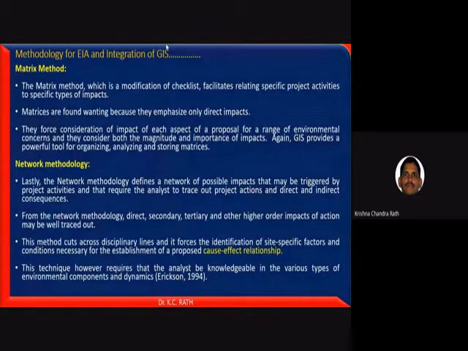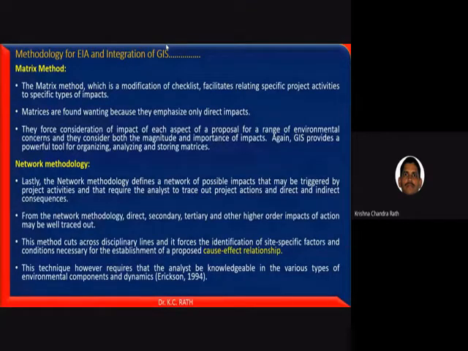Then comes the matrix, which is a modification of checklist, facilitates relating specific project activities to specific types of impacts. And then comes the network. The network methodology defines a network of possible impacts that may be triggered by the project activities that require analysts to trace out the project's actions and direct and indirect consequences.